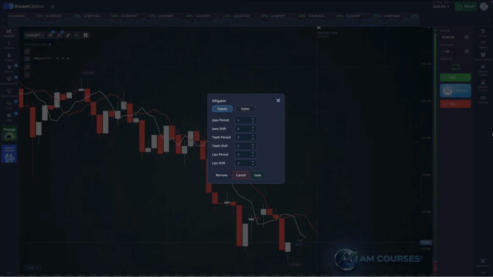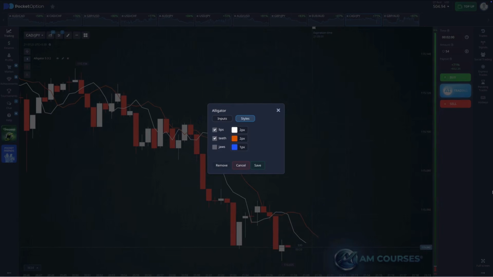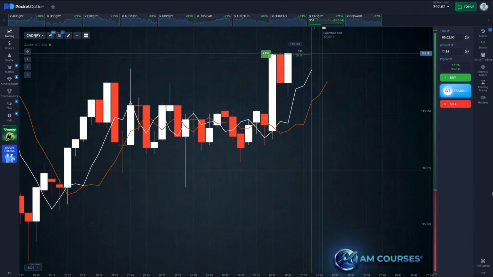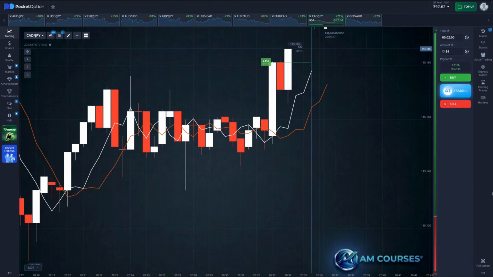Now this next part is important. Hide the jaws line completely. We don't need it. It only adds clutter to the chart. From this point on, we're only watching 2 lines, the teeth and the lips. These 2 lines now work like a live equilibrium band, a zone that shows where price is mathematically balanced at any given moment. And when price deviates fast away from that zone, that's exactly our trading window.